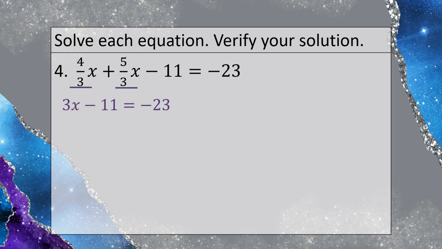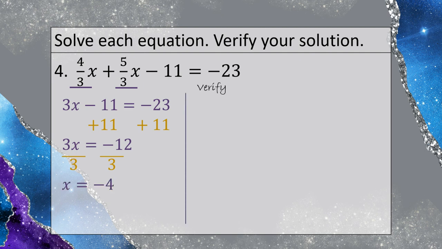Now we want to isolate that x. So first we would add 11 to both sides. And that gives us 3x equals negative 12. And then we would divide both sides by 3, which gives us x equals negative 4.